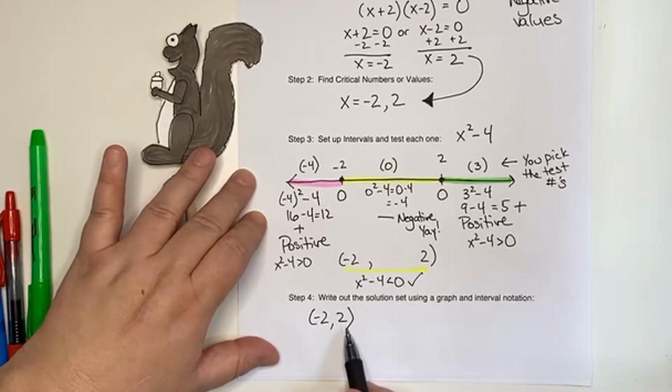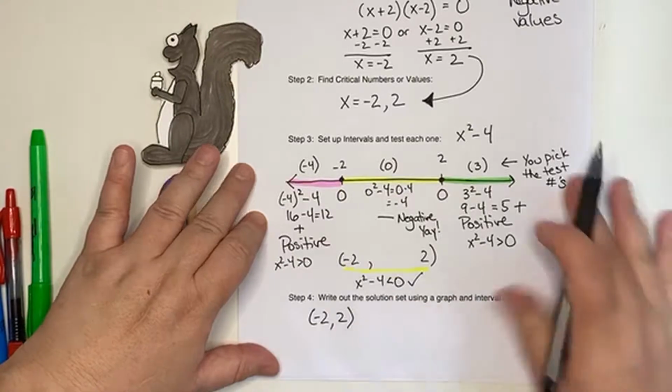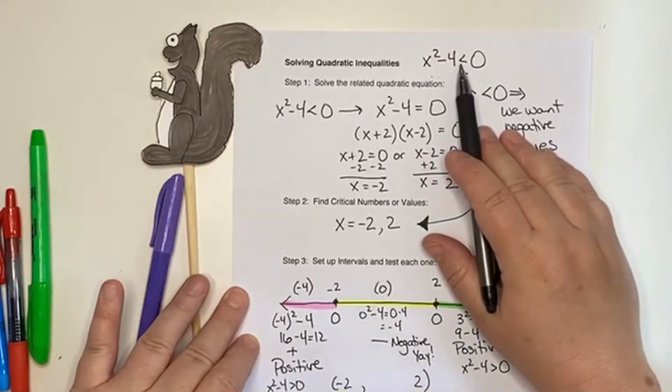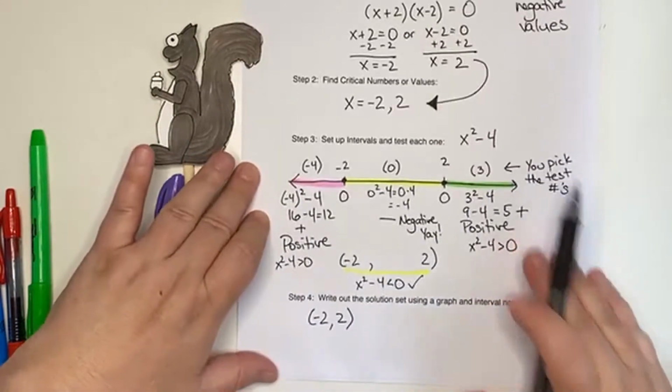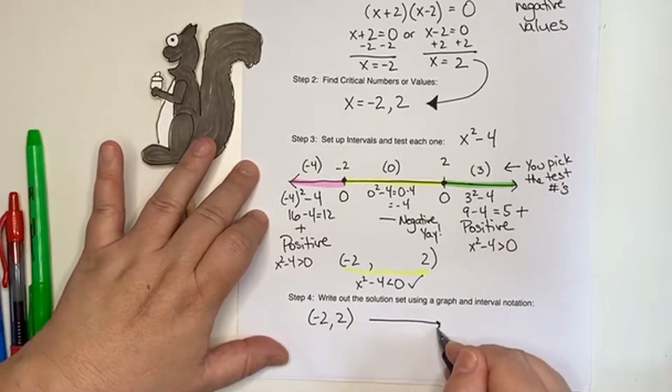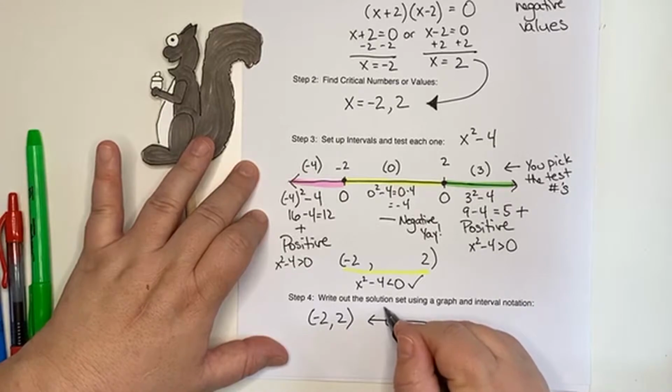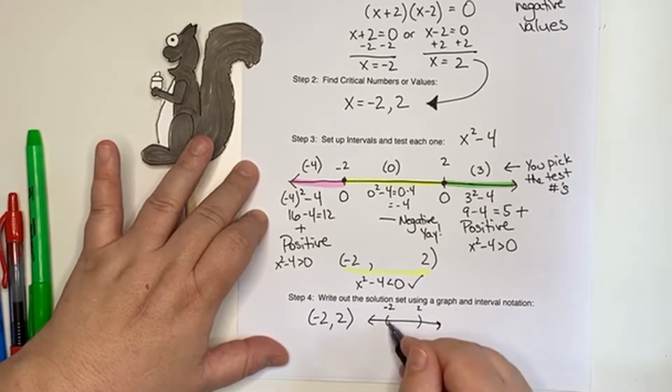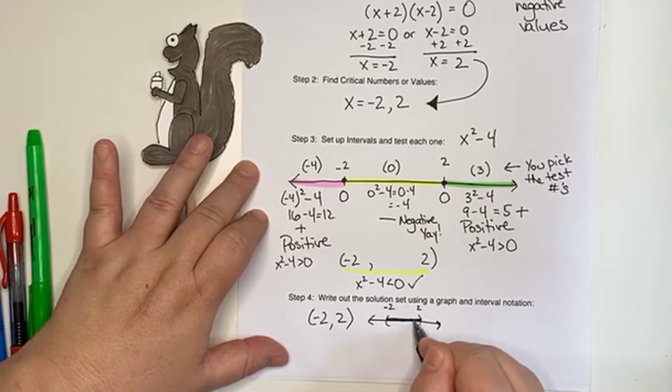Now it's exclusive because these two are the places where it equals 0. Notice we don't want to let it be equal to 0. We just want less than 0. Okay, so that interval is good. And then we can also draw it as a graph. It's this section in the middle.